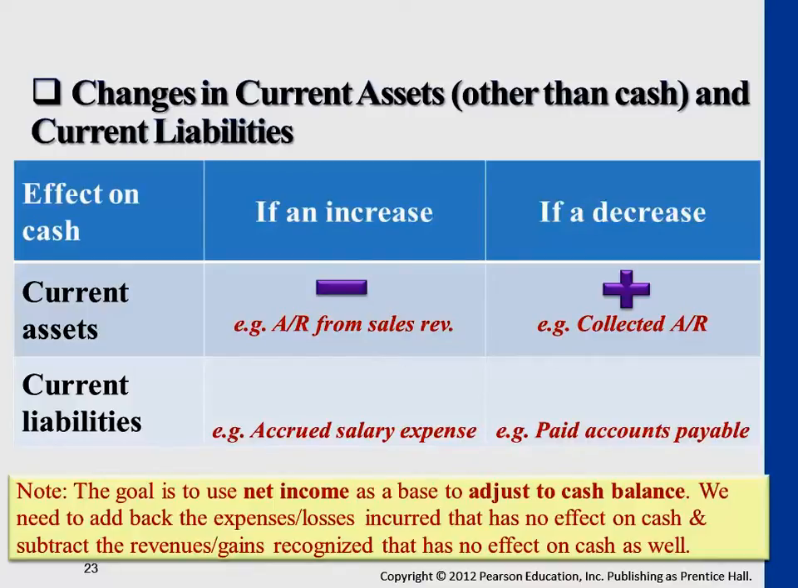Okay, as opposed to that, if we have a decreased current asset, if we collected accounts receivables, last year's balance is $10,000, this year is $5,000. The difference, $5,000 of accounts receivables decrease, think of it as collecting accounts receivables. So the $5,000, we would add it if current asset decrease.